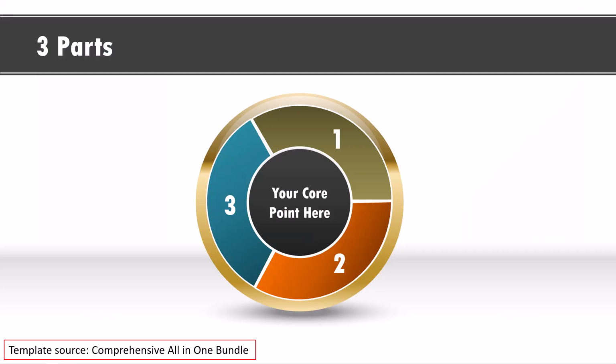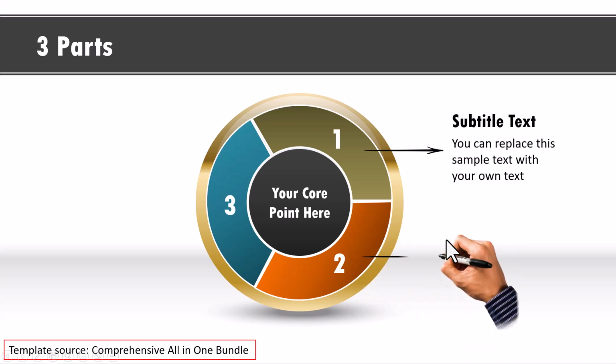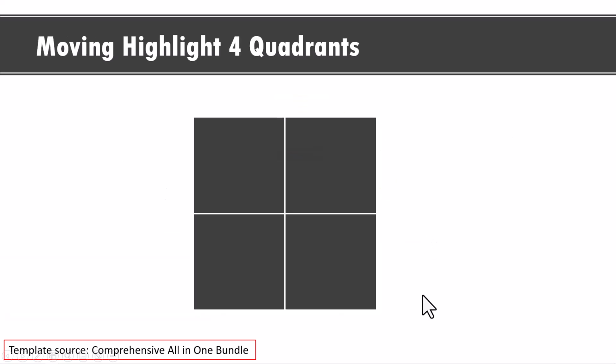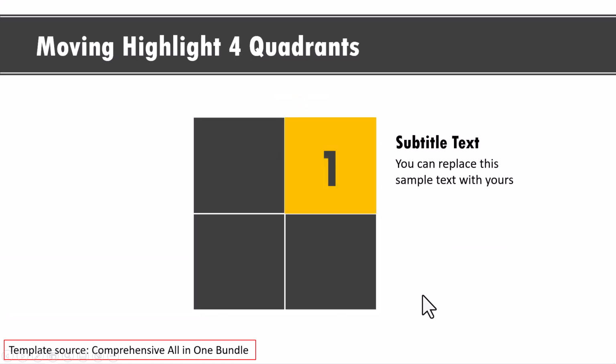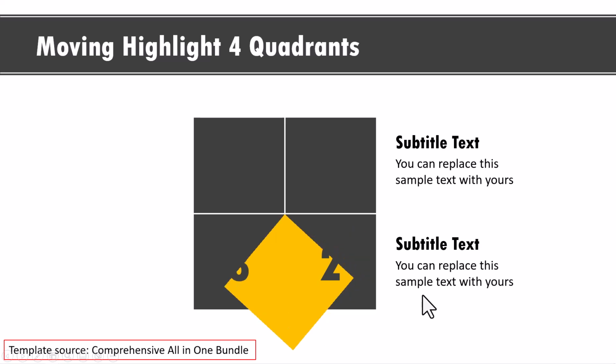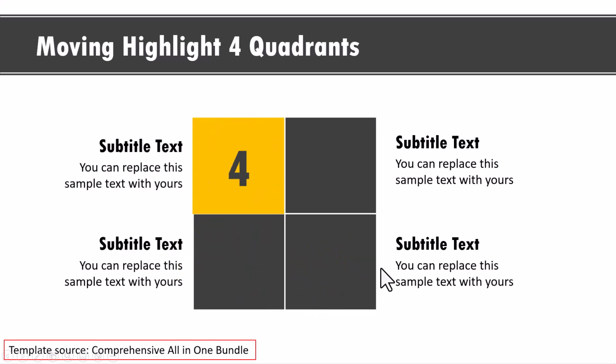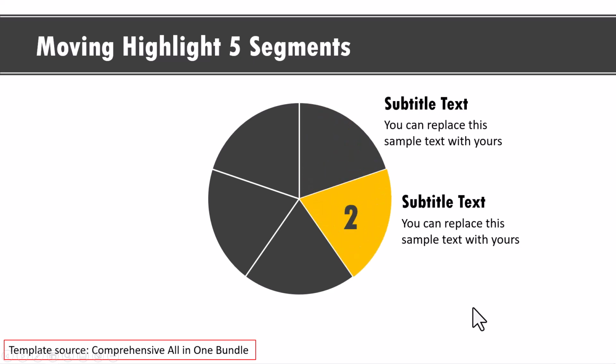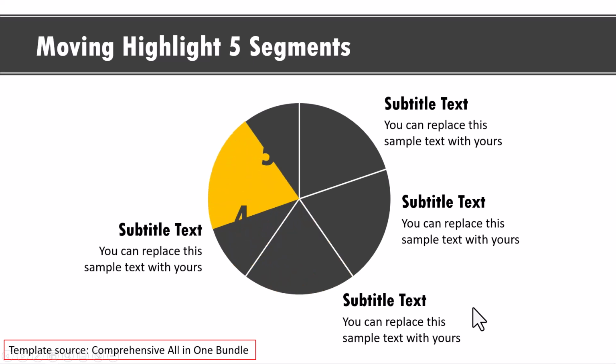Now, talking about showcasing various components, I would like to give you some creative examples taken from our comprehensive all-in-one bundle. Here we show three components coming together, and each of the components is explained like this with a very interesting animation. If you want four components, then we can use something like this. You can see on a click, we are able to take the viewer's attention to each of the four quadrants. And if you want to have, say, five segments, you can do it like this, where the attention is brought to the different components like this.